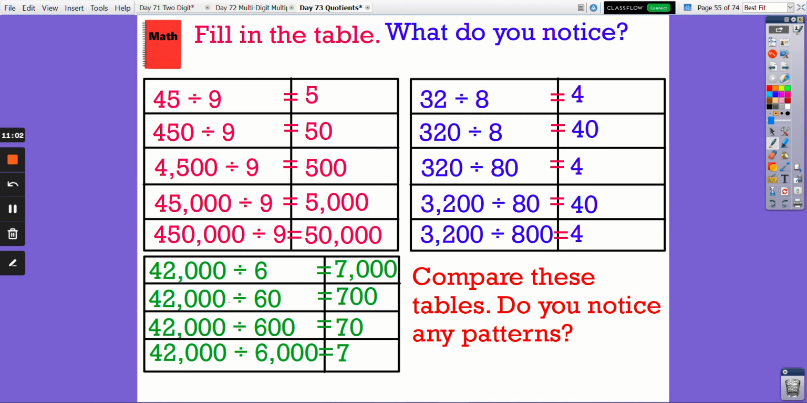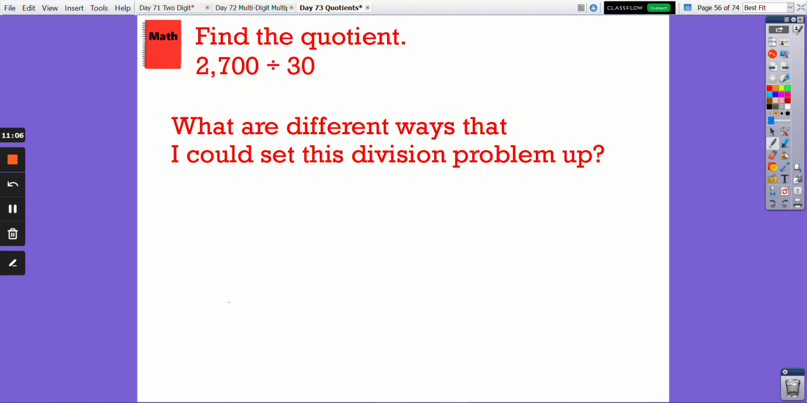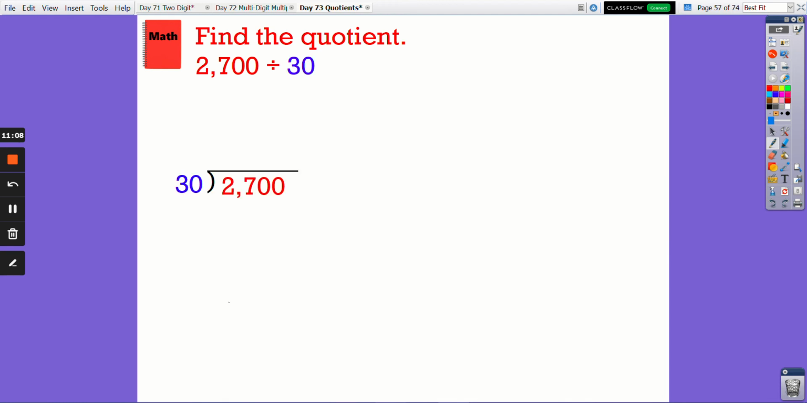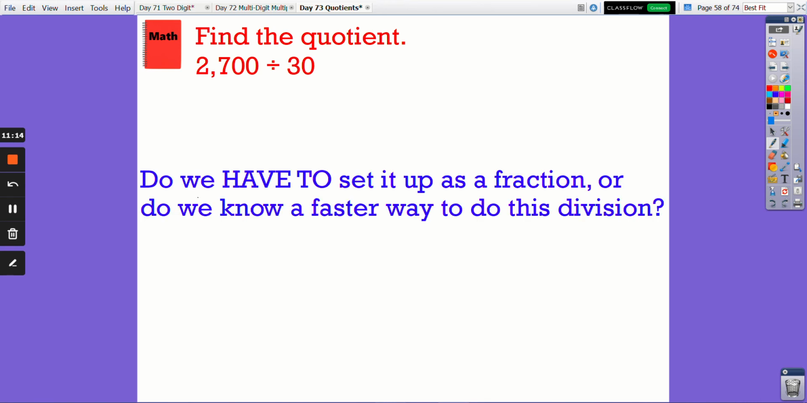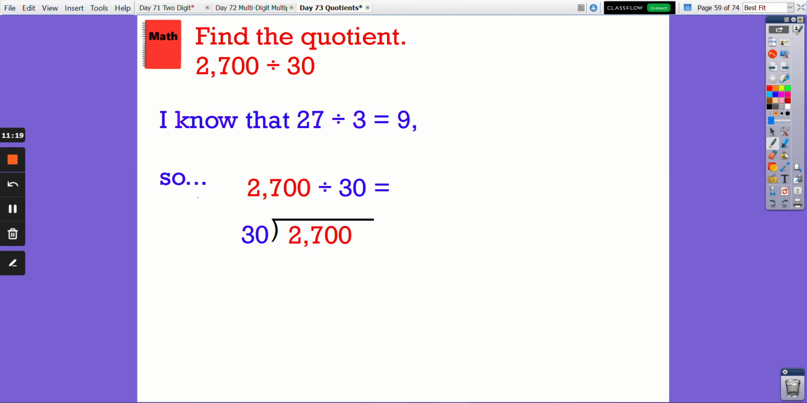Make sure you have that all in your math notebook. Okay, so if we set this up, we can set it up with our division bracket. We've got our dividend and our divisor, but we do not have to set it up, right, as that. We could divide it like this. But here's the problem. We have not learned how to divide quite yet with a 2-digit divisor. We're getting there. We're just not quite there yet.